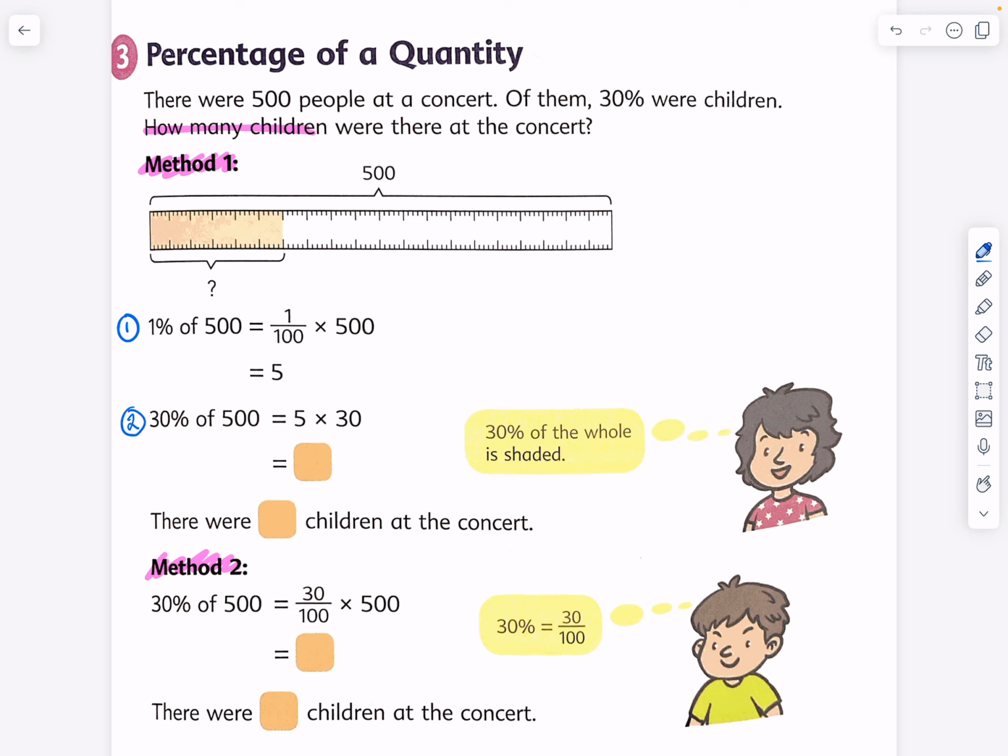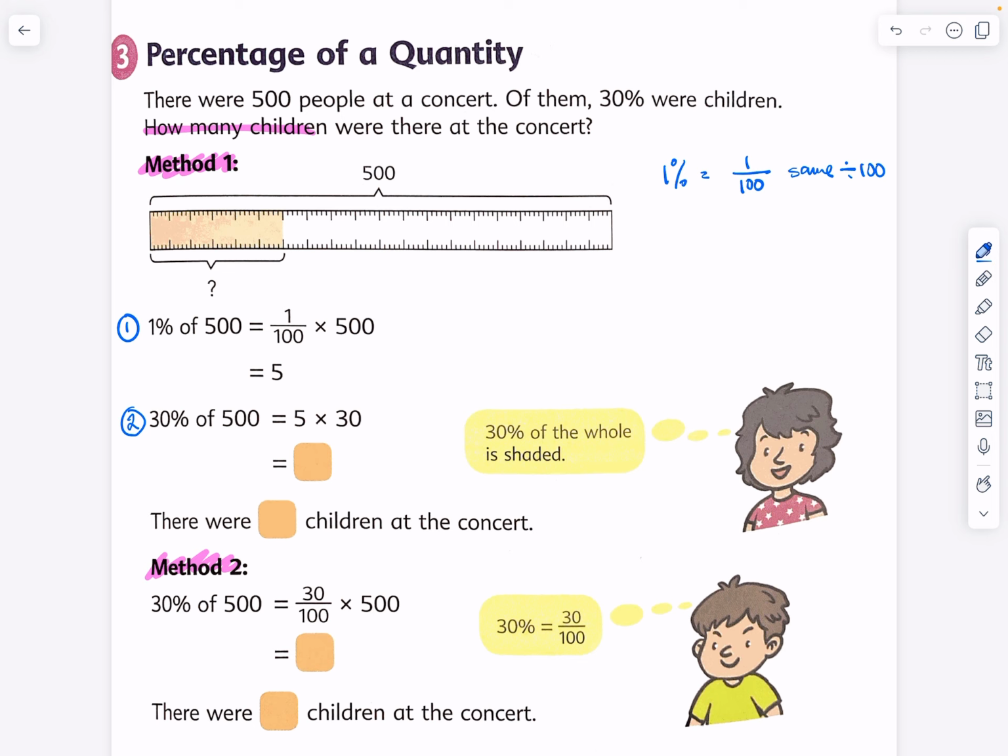In this problem, they're asking for 30%. How do you find 1%? We know 1% is the same as 1 out of 100 equal parts. What does it mean to find 1 out of 100 equal parts? It means the same as division by 100, which means you take your quantity, divide it into 100 equal parts, and you take one of them. That's your 1%.